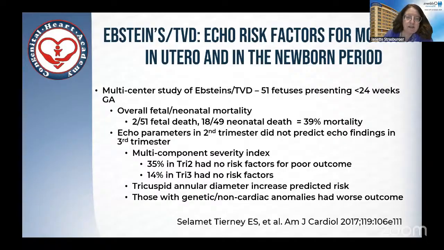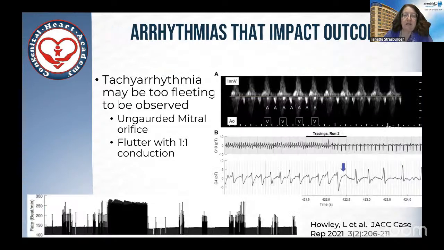And so in this study, most of the patients, 65%, did have some evidence of risk factors even in the second trimester, but almost 90% did by the third trimester. So the risk factors are there. They do get worse with time. And in their case, they did find annular diameter was one of the risk factors, and genetic conditions another.